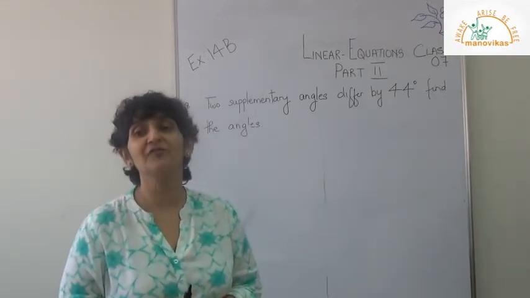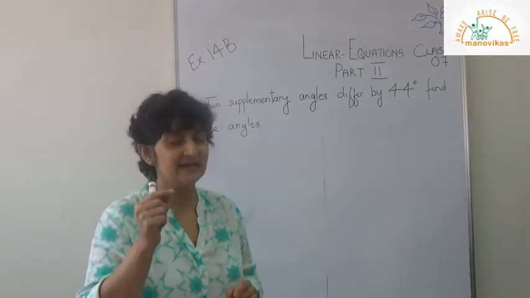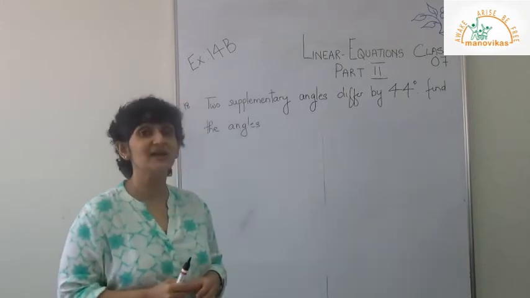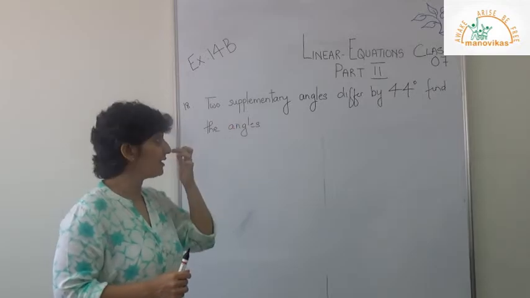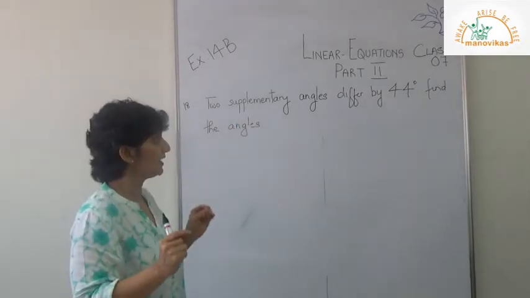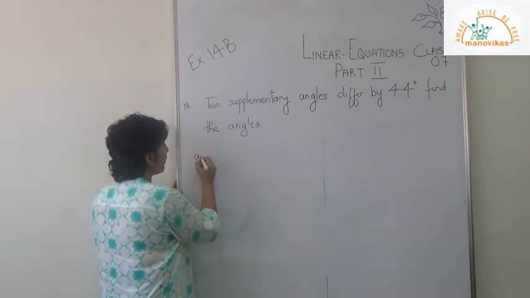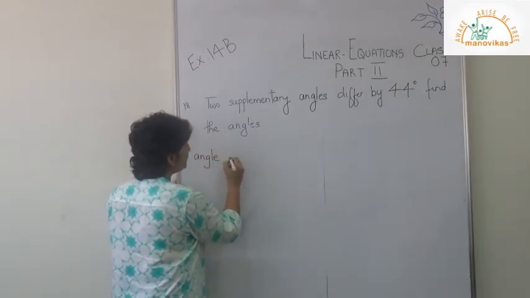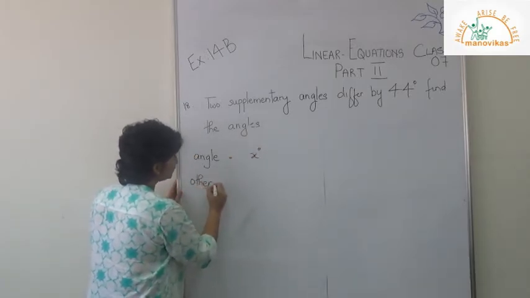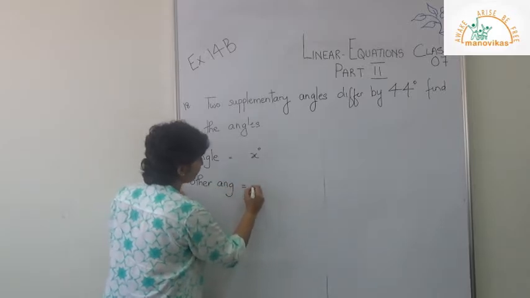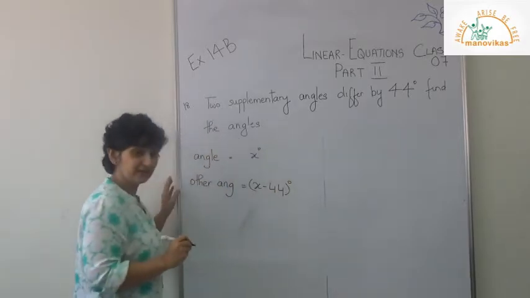Similarly, you have also heard of complementary. When two angles you add and if they are equal to 90 degrees, then you call them complementary angles. Now let's combine. Two supplementary angles differ by 44 degrees. Find the angle. So let one of your angles be equal to x degrees. Then the other angle, it differs by 44, so it will be x minus 44 degrees.